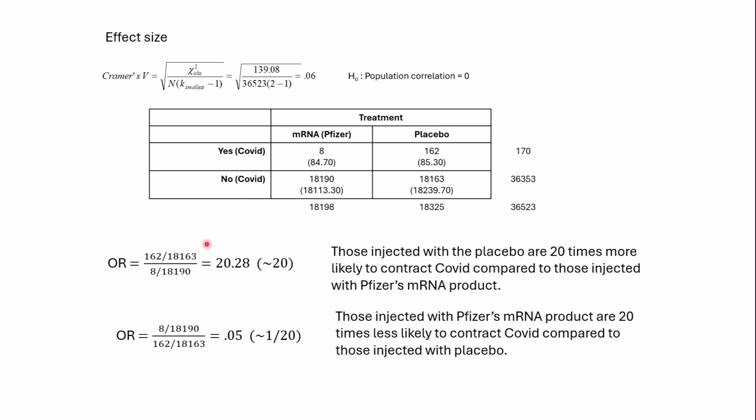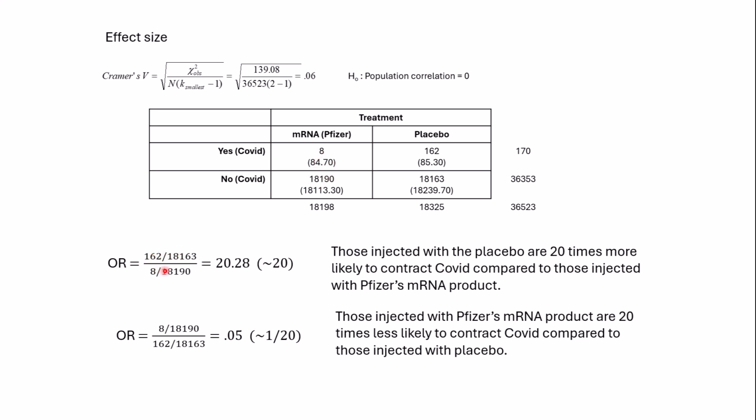Okay, the next effect size I'll show you here is what's called the odds ratio, OR, odds ratio. Now it's a bit arbitrary how you set this up. So what I've done here is you can see I've taken 162 and 163 right here. So I've taken the placebo individuals, those who took the placebo and got COVID, those who took the placebo and did not get COVID. And then over that, I put that over rather, 8 divided by the 18190. So these two numbers in the denominator.